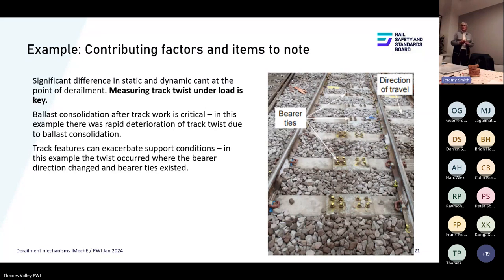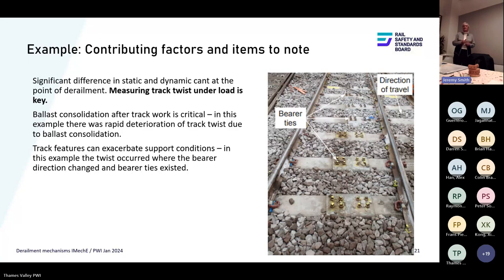They didn't measure the track twist under load on site after because they couldn't. They didn't have the equipment to do it. They could only do the static tests, and that wasn't good enough. The ballast wasn't as well consolidated as it might have been because they didn't have the equipment that they'd hoped for. And you can understand the pressure to get the job done, the track reopened.